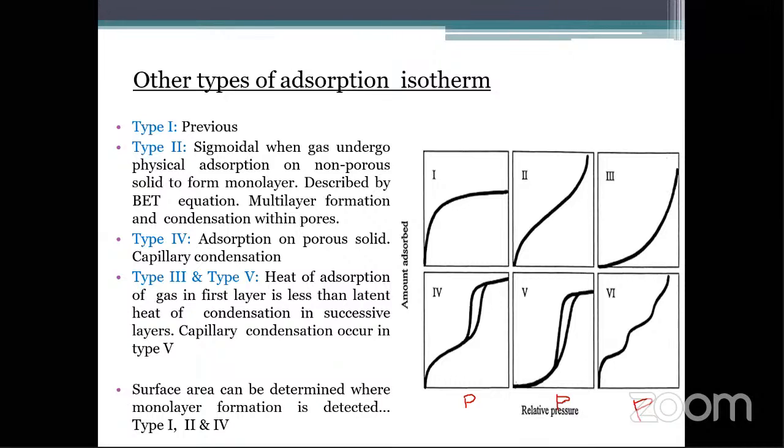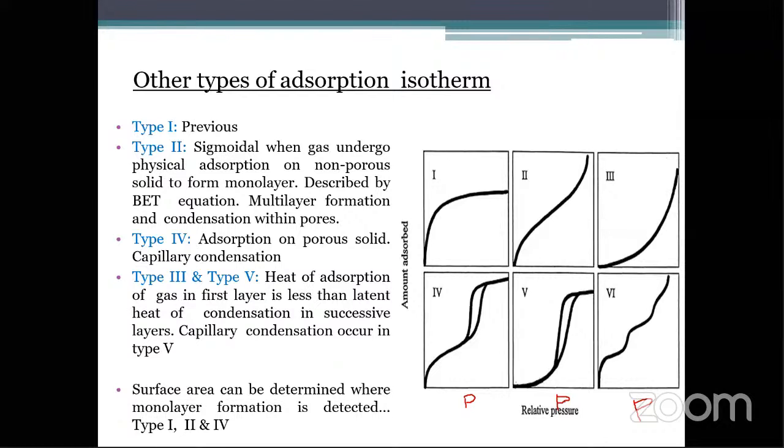Next, number 3, or type 3. This is seen very rarely. See that, it is just the opposite of type 1. This is the type 1 curve. So it is just the opposite of type 1. So that is type 3.